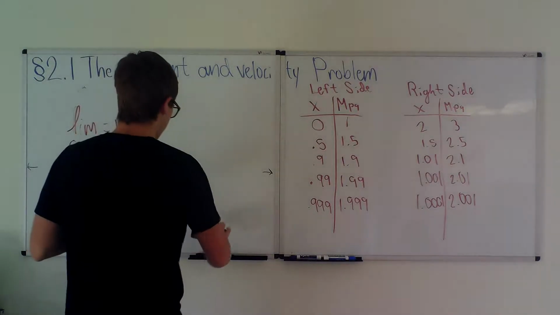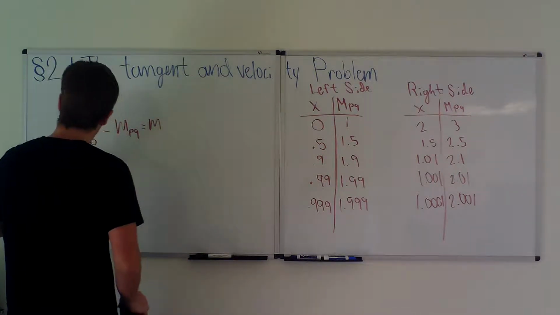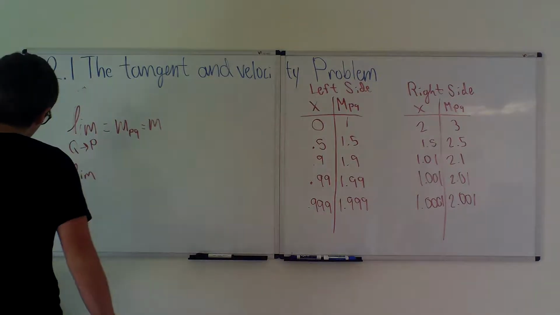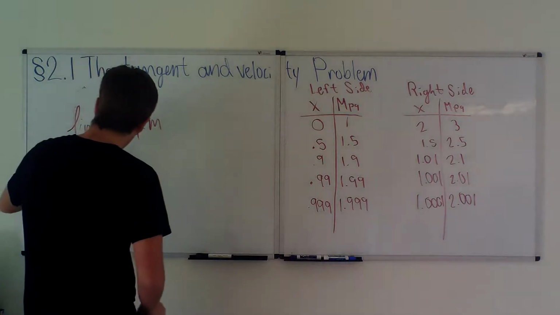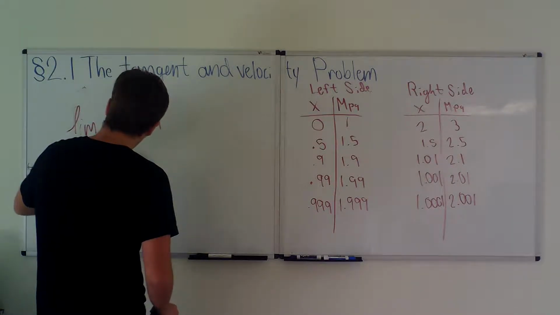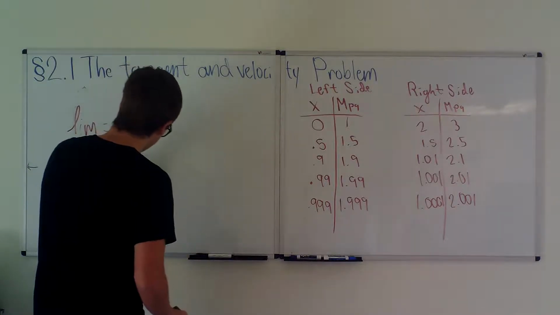And then if we were to write this with numbers, the limit for our x squared as x approaches 1 of x squared minus 1 over x minus 1 is equal to 2.